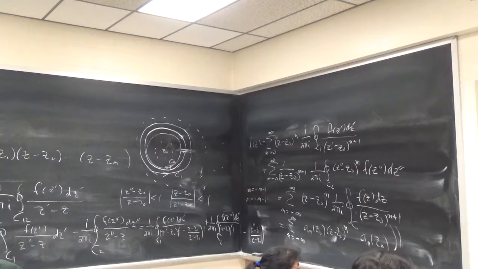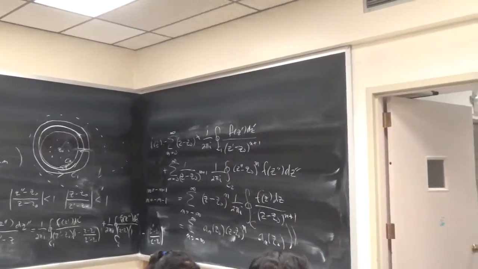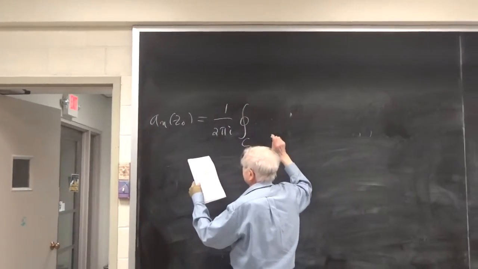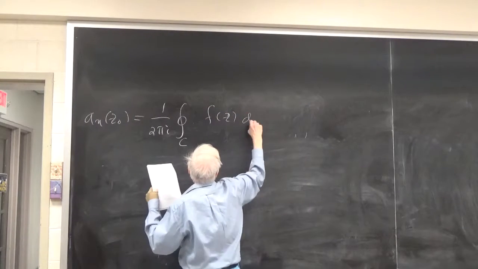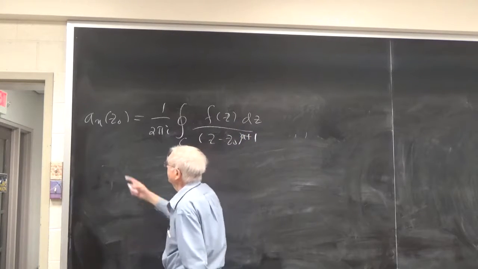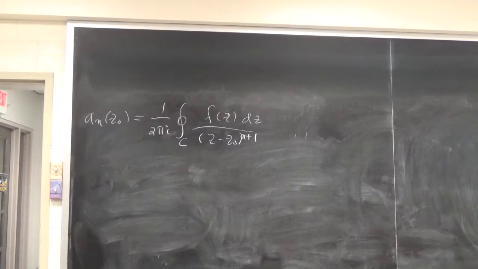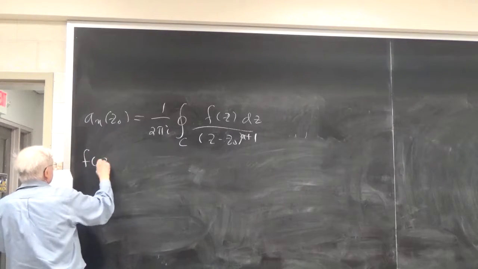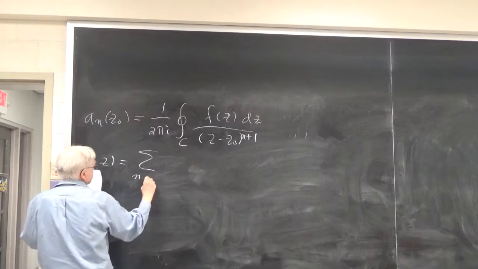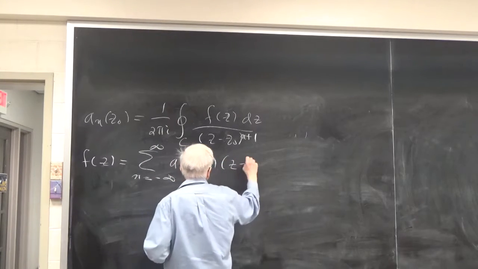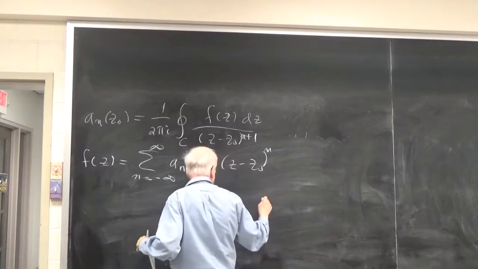In other words, we're going to say that a sub n of z0 is 1 over 2 pi i times the integral along a contour around z0, of f of z dz over z minus z0 to the n plus 1. And these n's are not all positive. They can be arbitrarily negative. And for this, what we can say is that f of z is the sum from n equals minus infinity to plus infinity of a n of z0 times z minus z0 to the n.